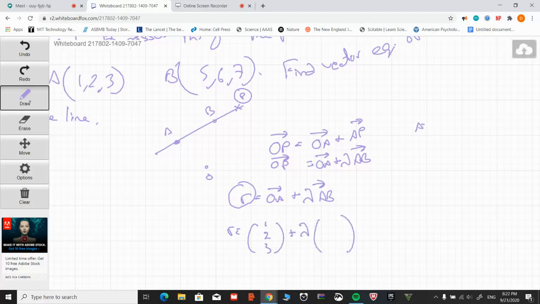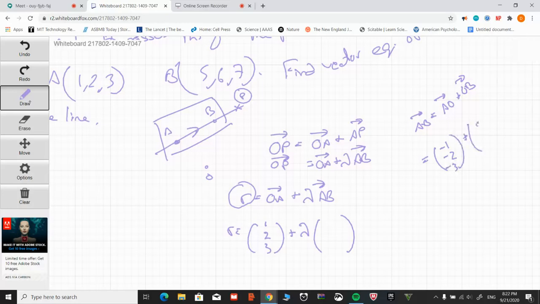So AB vector ta lagbe. AB vector is our direction vector. Why? Because it is collinear. A and B are collinear to our line, or is parallel to our line, or is sitting on our line. So AB is AO plus OB. So AO is -1, -2, -3, plus OB is 5 6 7. So 4 4 4, suppose. So 4 4 4 is our direction vector.